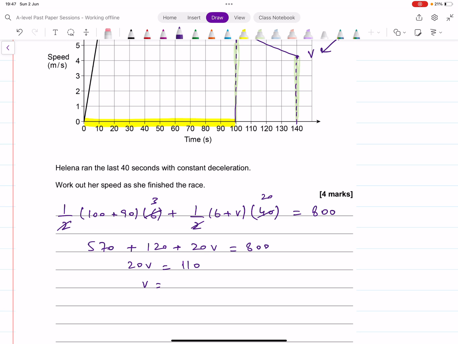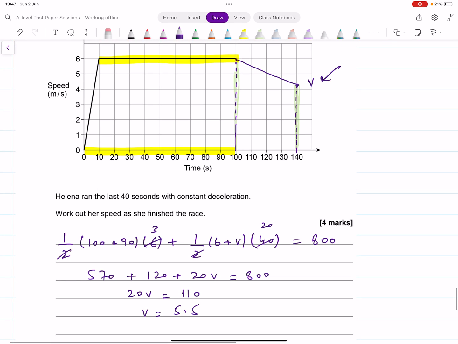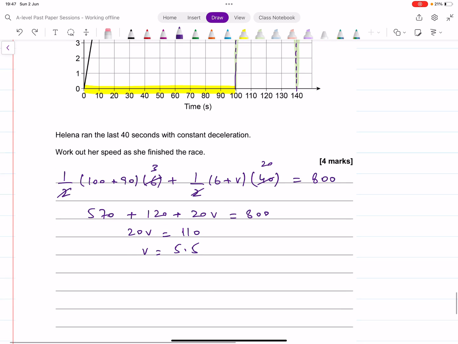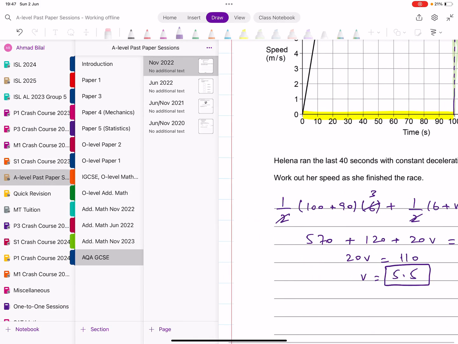And the value of V turns out to be 5.5. That's the speed at which she ends her journey. So this V is actually supposed to be here, 5.5. All right? And that's what we were looking for. This is the speed at which she ends the race. She finishes the race. Okay, let's move on to the next paper now.